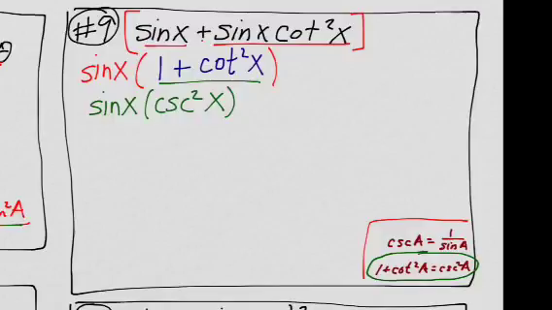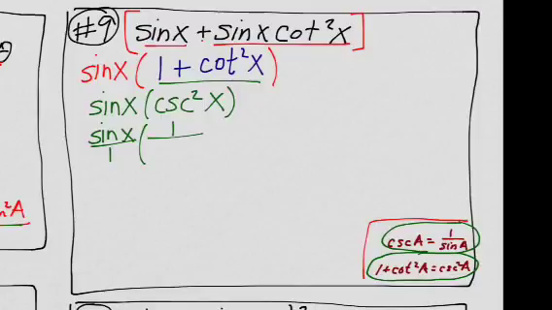Okay, now that we've done that, well, what is the cosecant? The cosecant, as we have in our identity, is the reciprocal of the sine, so it relates to sine. That's going to be handy. So we'll write sine x as a fraction, times the reciprocal.